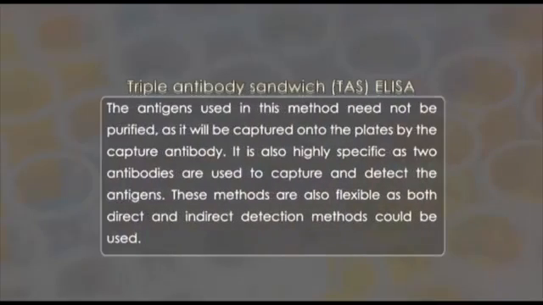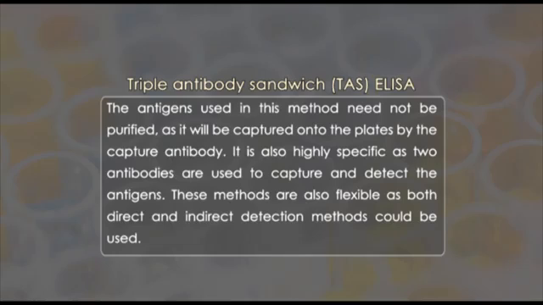Both the sandwich ELISA methods have high sensitivity, about 2 to 5 times more sensitive than the direct and indirect ELISA. The antigens used in this method need not be purified, as they will be captured onto the plates by the capture antibody. It is also highly specific, as two antibodies are used to capture and detect the antigens. These methods are also flexible, as both direct and indirect detection methods could be used.